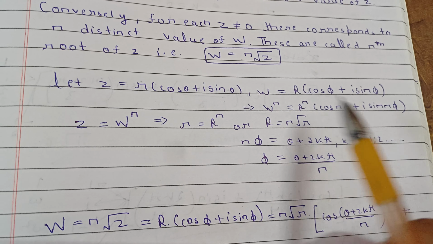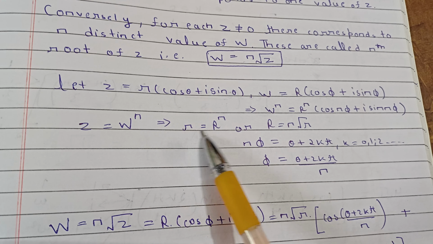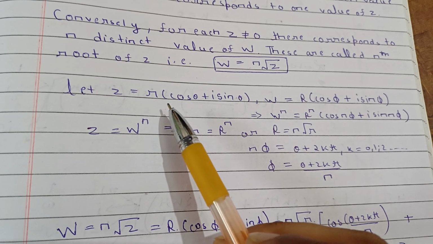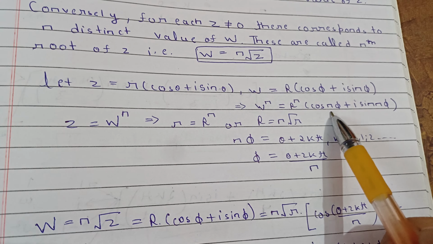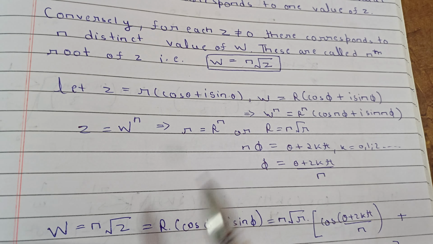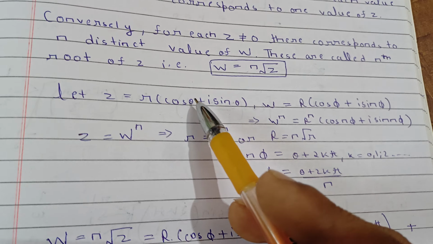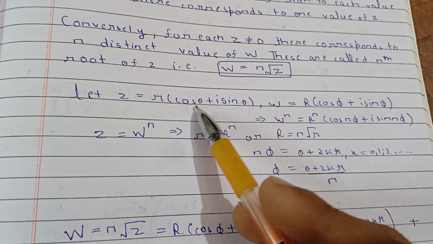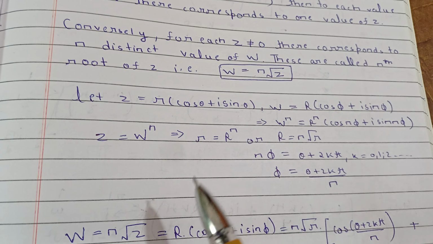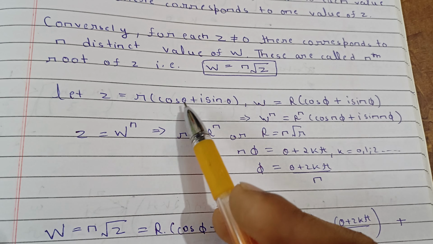So let's compare, then we will get r equal to R to the n. And after comparing we will get that n phi should be equal to theta plus 2k pi. This theta is the principal value, but if we have other values, they will be theta plus 2k pi, meaning multiples of 2 pi. So n phi will be equal to theta plus 2k pi.